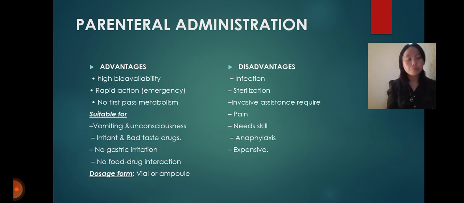And also, disadvantages: infection, sterilization, invasive, assistance required, pain, needs skill, anaphylaxis, and expensive.